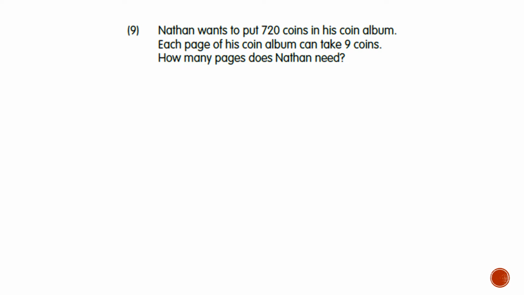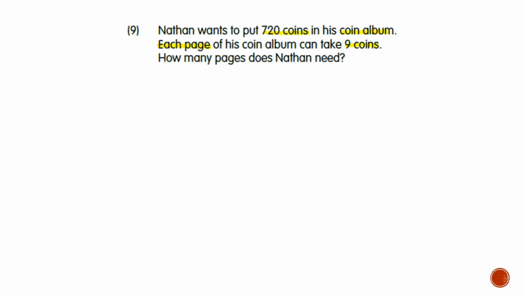Nathan wants to put 720 coins in his coin album. Each page of his coin album can take 9 coins. How many pages does Nathan need? Now, again, this is the same problem that we did before, where the page can actually have less than 9 coins. So you don't have to put 9 coins on one page. You can actually have less than that. Just that you can only put a maximum of 9 coins on the page.